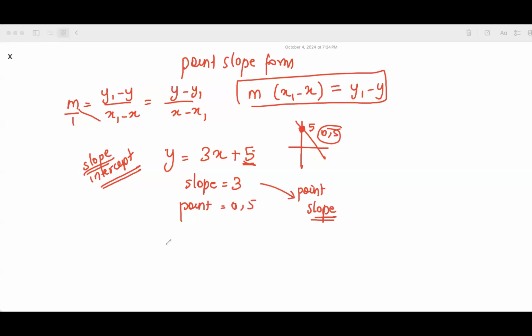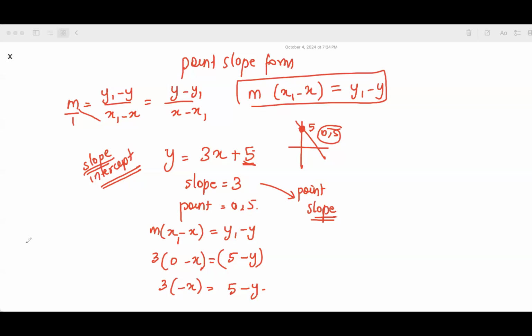Now, can you write it in point slope form? What does the point slope form say? m times (x1 minus x) equals y1 minus y, right? So slope is 3. Point is what? 0, 5. Just plug it in. So you can write this as 3 times minus x equals 5 minus y. Did you guys get it? Yes. It's not hard, provided you understand.